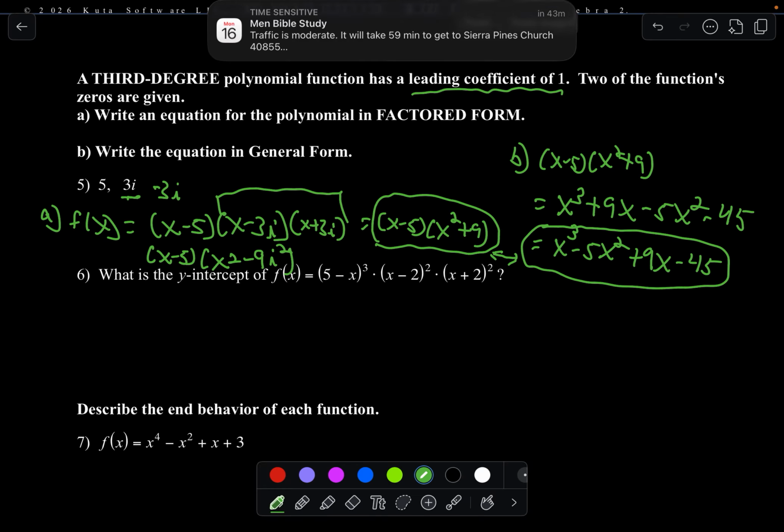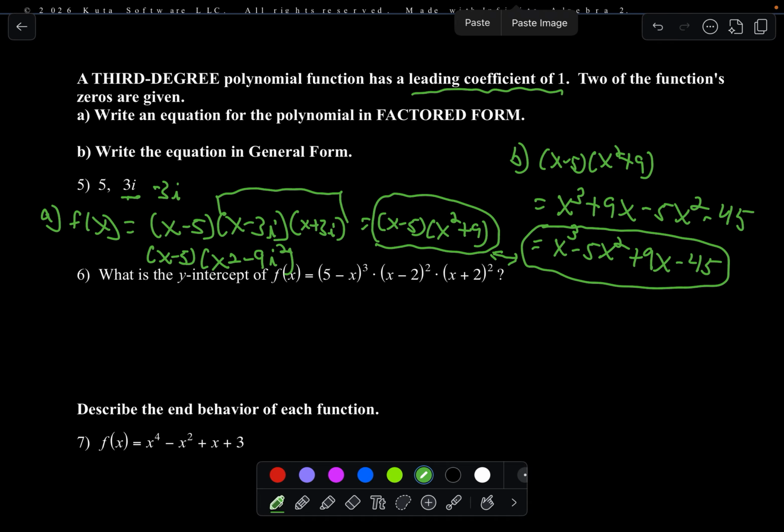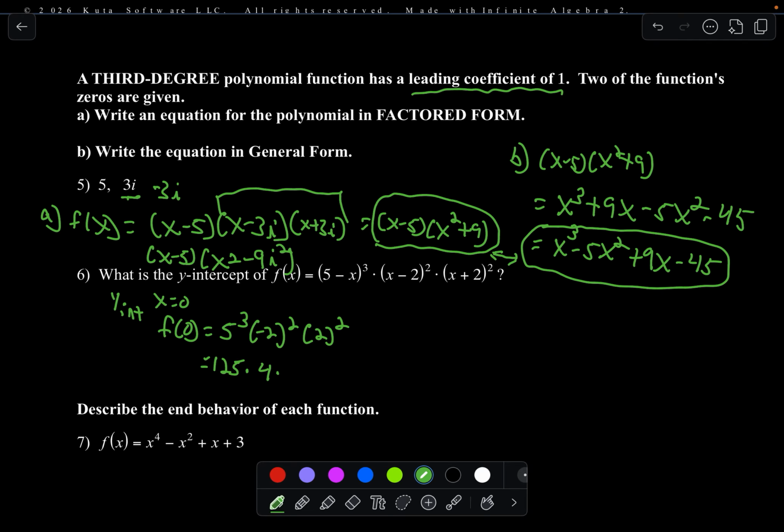Now, sorry about that. Okay, what is the y-intercept of f of x equaling this expression? Well, that's easy. The y-intercept occurs when x equals 0. So they're really asking what is f of 0. So if you plug 0 in, you get 5 cubed from the first factor, negative 2 squared from the second, and positive 2 squared from the third factor. So we have 125 times 4 times 4.